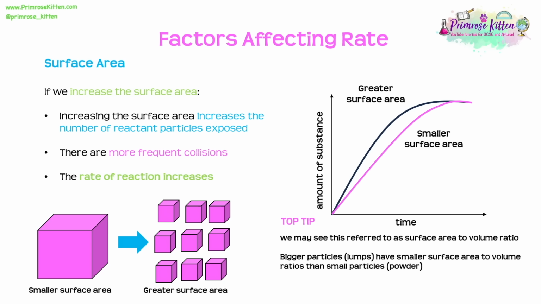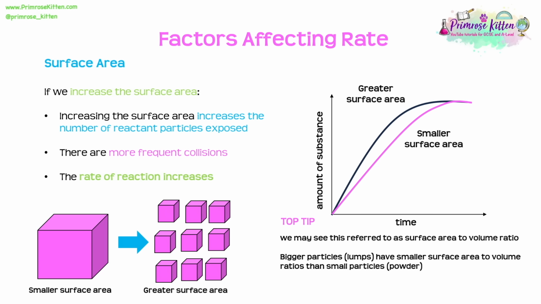Again here you can see with this graph, when we have this greater surface area, which actually means smaller particles, we have this steeper curve, whereas the smaller surface area, which would be our lumps, has a shallower curve.